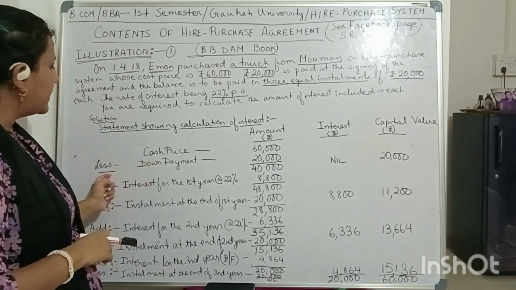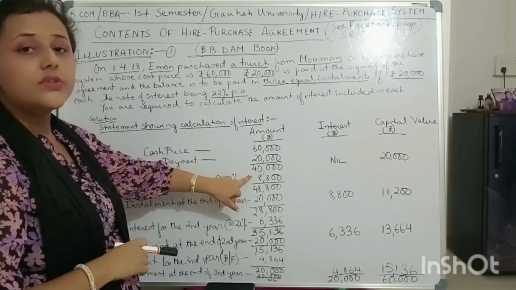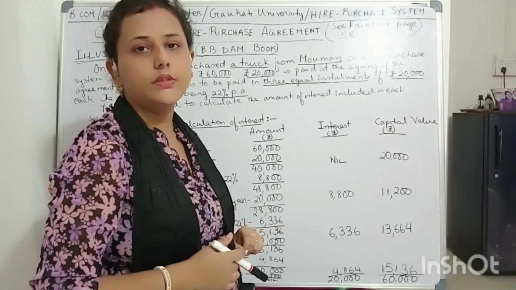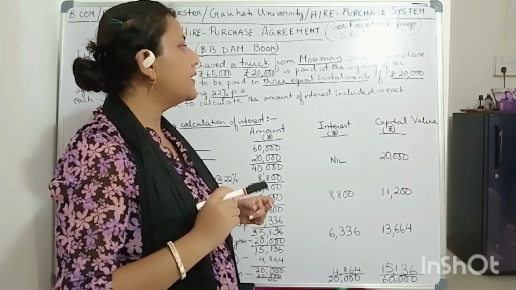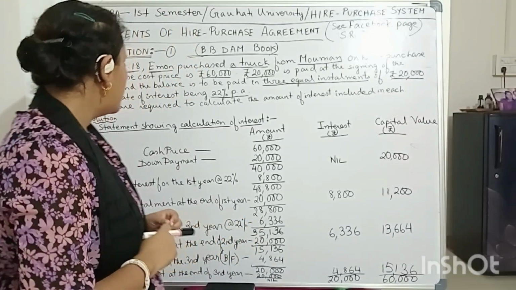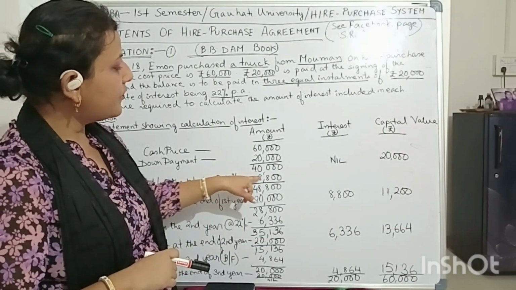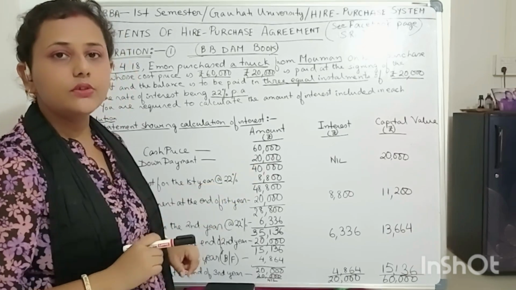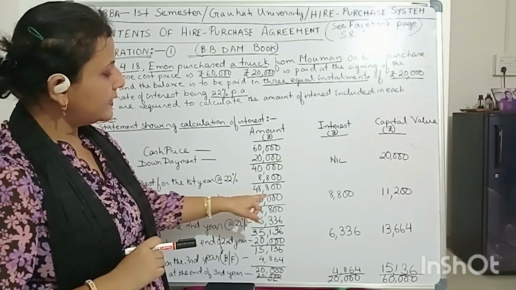Then what is the down payment? Less down payment: 20,000 is the down payment, so that should be deducted. What remains is 40,000. This 40,000 will be paid in 3 equal installments of rupees 20,000 each. So you have to calculate the amount of interest included in each installment. You write: add interest for the first year at the rate of 22%, because this 40,000 will not be paid simply; interest will be included. So 22% of 40,000 is 8,800, and that is added.